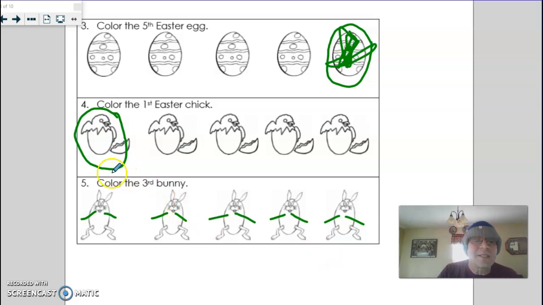Okay, so it says color the third bunny. So let's count over using ordinal numbers. First, second, third. There he is. It's this guy right here. Let's count them all using ordinal numbers. First, second, third, fourth, and fifth.